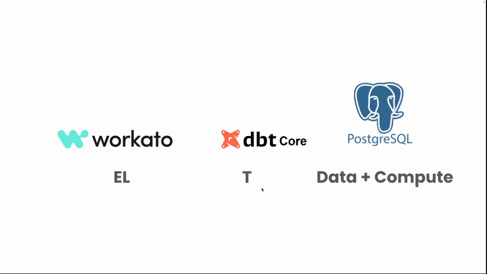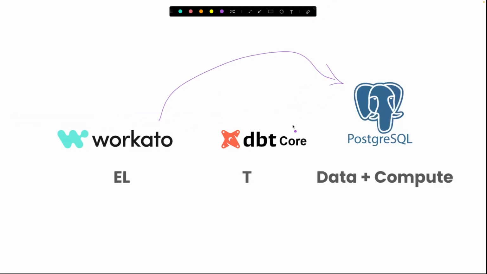Hello there, this is a tutorial on how to make Workato plus dbt core plus Postgres work together, where Workato will be responsible for extracting and loading the data into Postgres. So it will flow in this direction first, and then Workato will also call dbt core so that dbt core can do some transformations on top of that raw data that you synchronized.